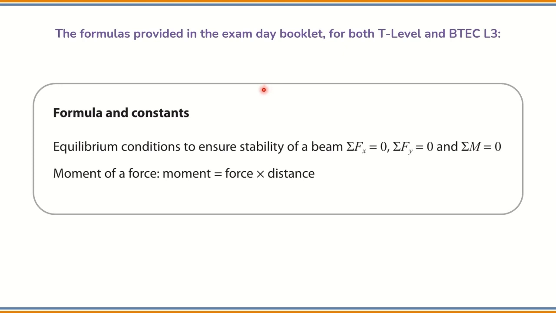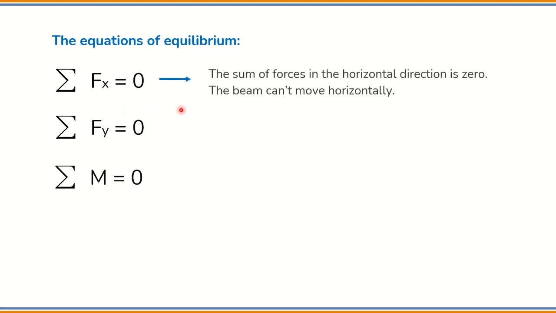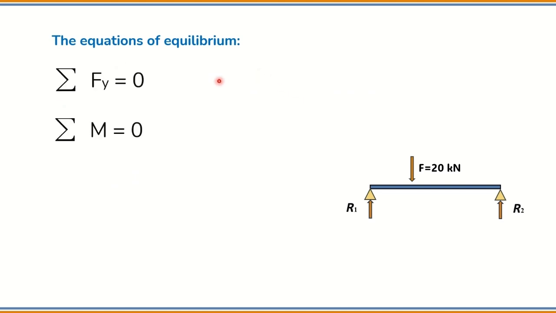The ones that we are going to use in this problem are the equations of equilibrium and the formula of a moment of a force. These are the equations of equilibrium. The first one says that the sum of forces in the horizontal direction is 0. As I said before, we will consider a simply supported beam. This type of beam doesn't have any horizontal reaction forces, only vertical ones. So this means that we won't be using this equation of equilibrium. We are going to use these two.